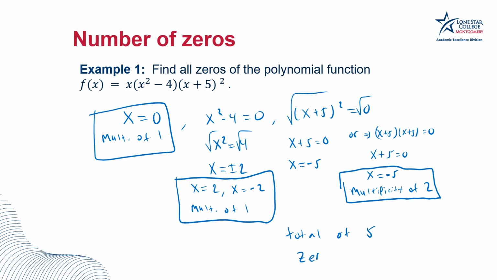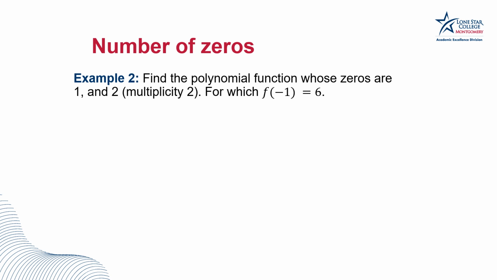So there's a total of 5 zeros here. And that would be our answer. So now let's think about when we're actually given the zeros of a polynomial function and we need to find that polynomial function. So this question says, find a polynomial function whose zeros are 1 and 2, multiplicity 2, for which f of negative 1 equals 6.